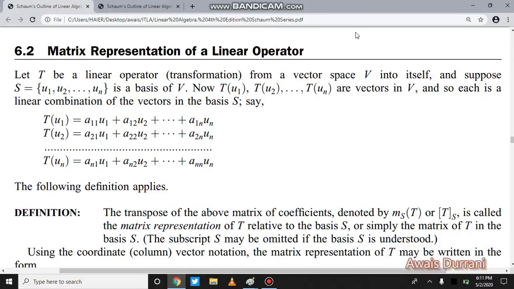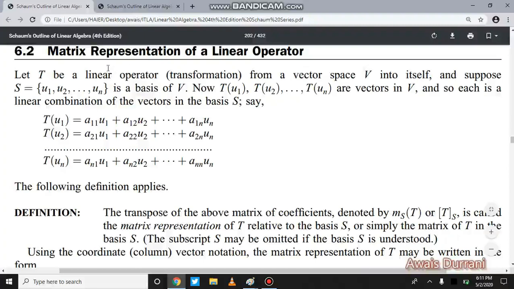Today's topic is matrix representation of a linear transformation, a matrix representation of a linear operator. When we want to represent a linear operator in the form of a matrix, there is a special procedure for that. Suppose we have two vector spaces V and U, but while we are studying the matrix as a representation of a linear transformation, we will consider only one vector space V, and we say that T is a linear transformation from V into V, from V into itself. This is not V into U, this is V into itself, V into V.